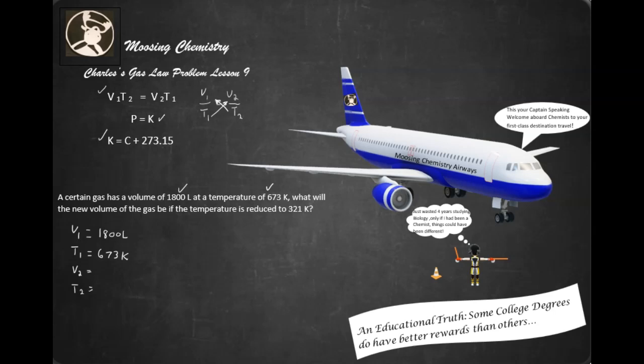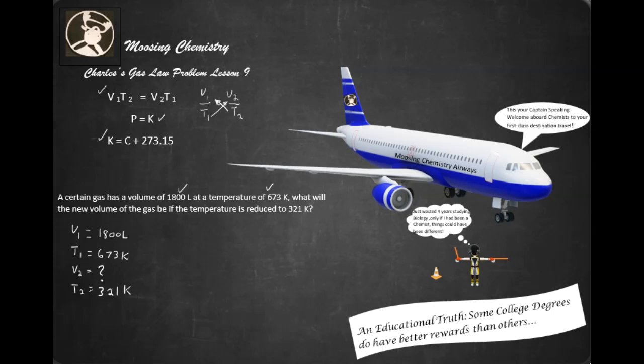Hey, guess what? We don't have to convert into Kelvin because we're already in Kelvin. What will the new volume of the gas be? That's going to be our V2. And then our second temperature is 321 K. Notice I don't say degrees K, because degrees K is wrong. Kelvin does not have degree marks.